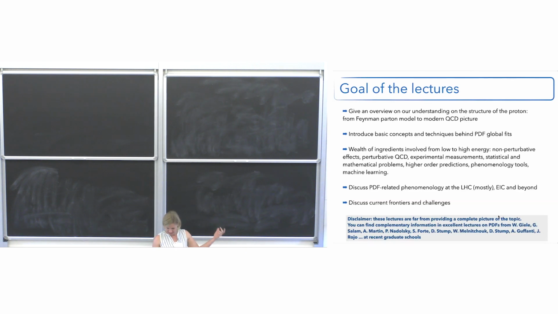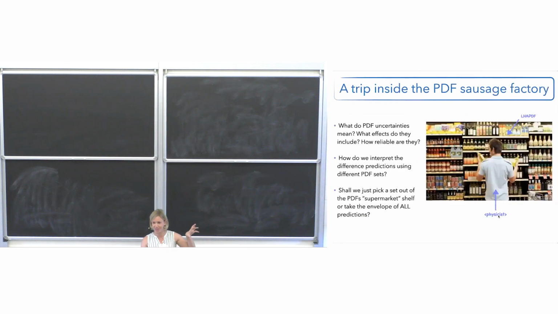And then I want to discuss PDF-related phenomenology at the LHC mostly, and also some EIC and beyond. But I was lucky because Professor Sturman gave a great introduction about the parton model, so I can skip that part and guide you more into a trip inside the sausage factory. So really, how PDFs are made, the dirty secrets about PDF fitters and things like that.